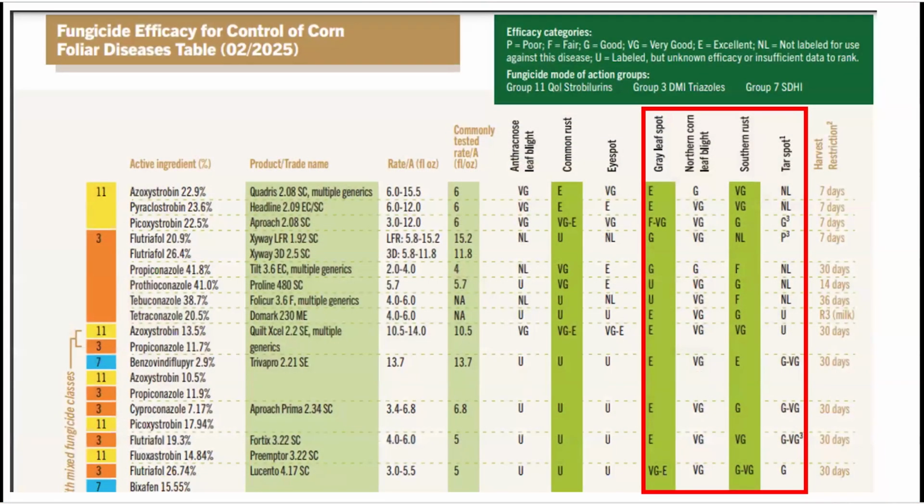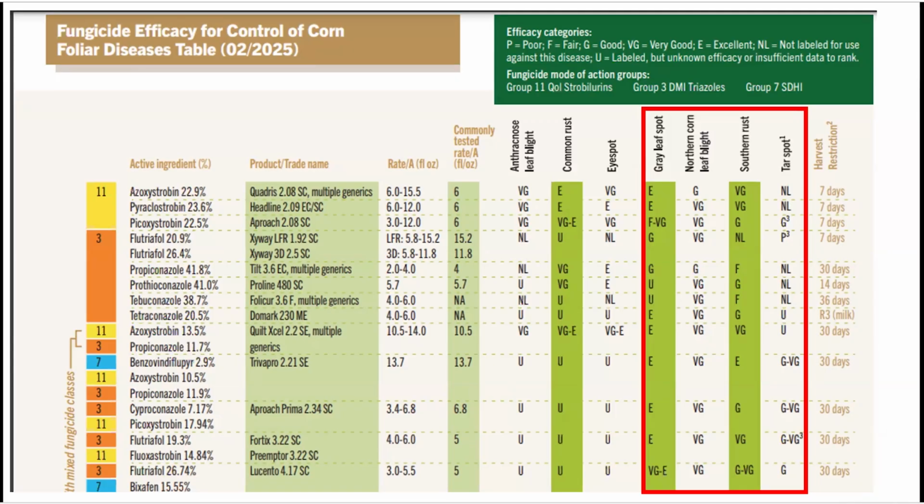With that, like I said, we have the tools on the Crop Protection Network, and we have some different fungicides that we work with in some unified trials. With the efficacy table here, each of these products are labeled for the different diseases, and they get a rating: E for excellent, G for good, VG for very good, and NL is not listed, meaning it's not labeled for that disease at this point in time.